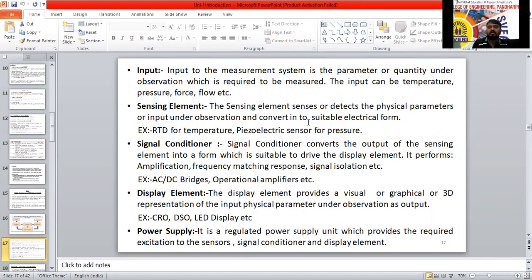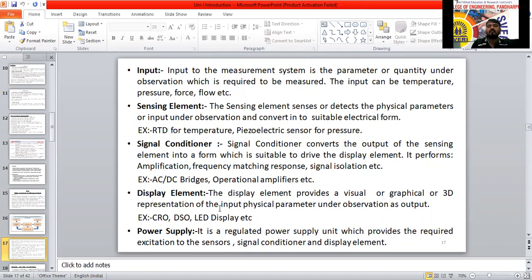In a signal conditioner, the signal conditioner converts the output of the sensing element. Whatever signals it gets from the sensing element, it converts into a suitable form to drive the display element. It performs amplification, frequency matching, and signal isolation, or AC/DC bridges, for example. For amplification we can use an amplifier, an op amp. ENTC students know very well about that.